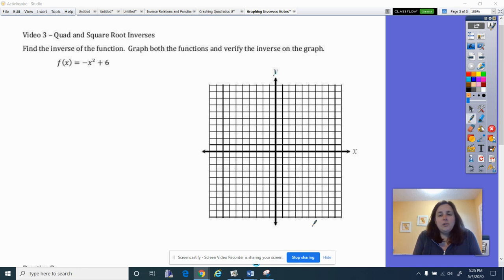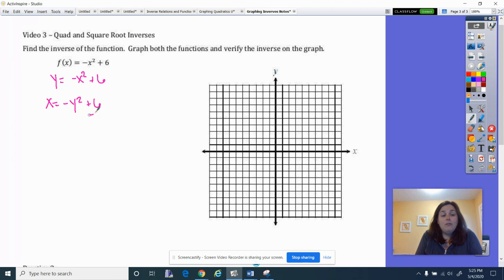So the last type of function we're going to talk about today are quadratic functions and finding inverses of those. So here, again, we're going to find the inverse of the function, graph both functions, and verify the inverse on the graph. What I have is a quadratic function here, negative x squared plus 6. So what I can do is exactly what we've been doing, finding inverses: rewrite this as y equals negative x squared plus 6, switch the x and the y, so x equals negative y squared plus 6.